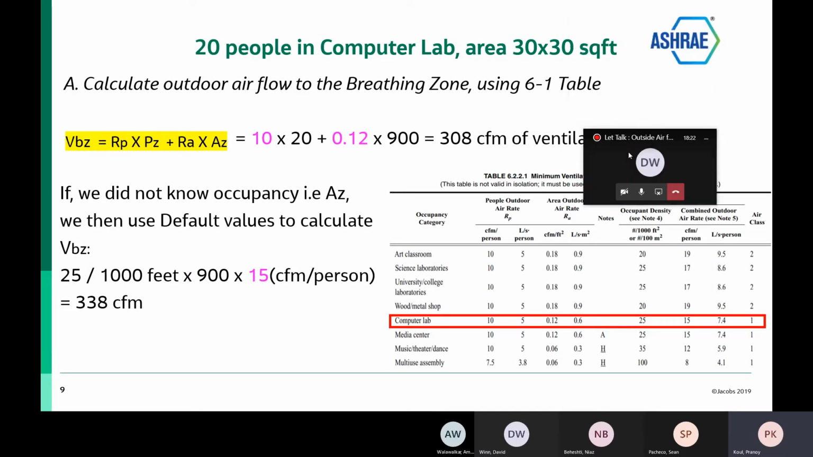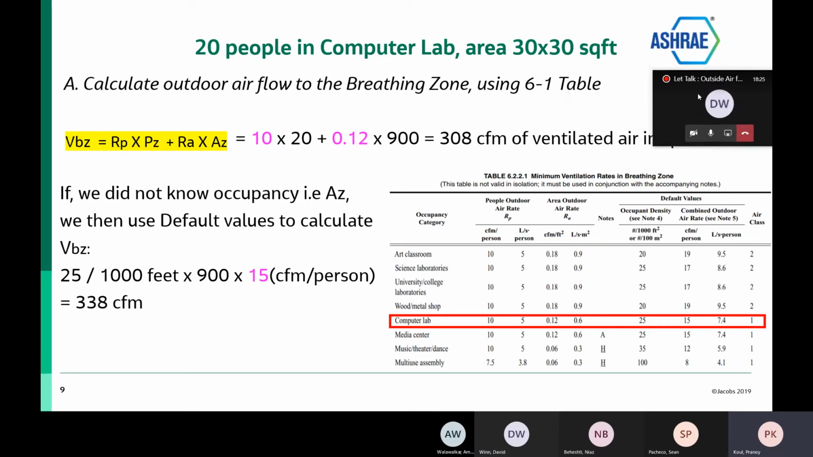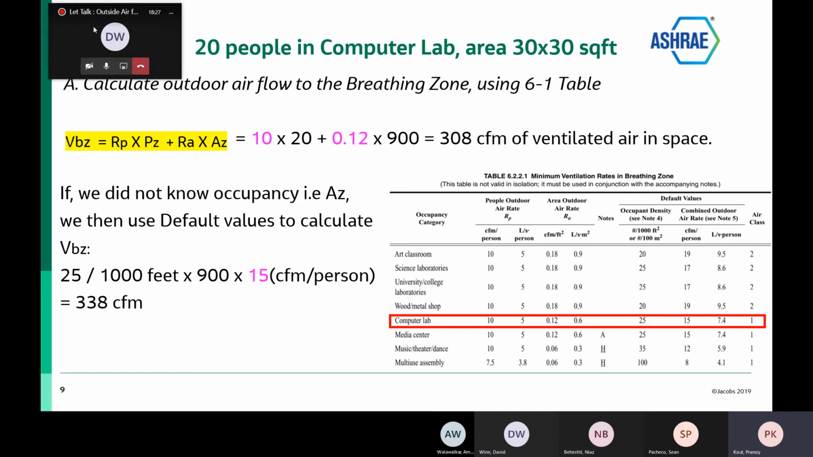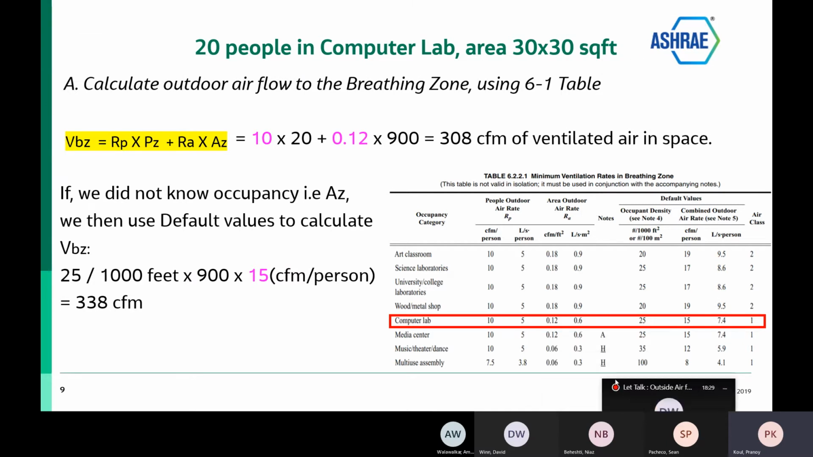All right. So now I'm going into an application standpoint, and let's talk about 20 people in a computer lab, which is 30 by 30 feet, which is 900 square feet. And you want to calculate the outdoor airflow rate to the breathing zone using Table 6.2.2.1, derived from the outdoor air requirements.